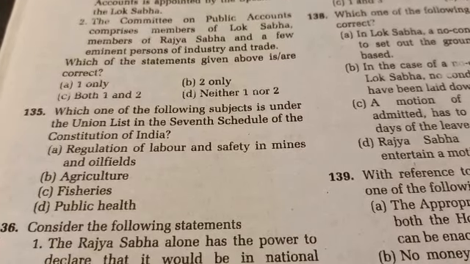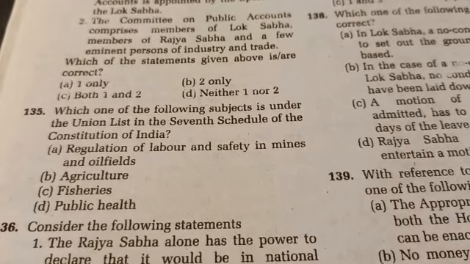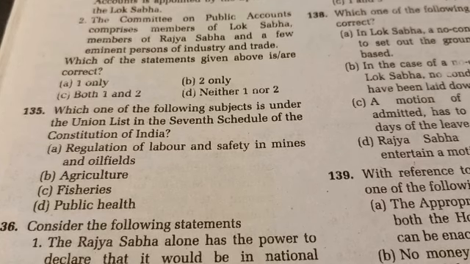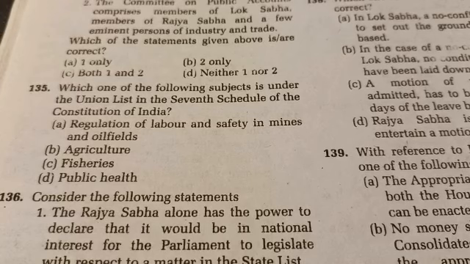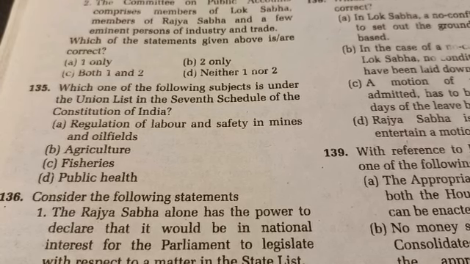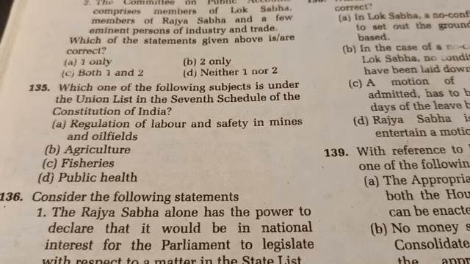Which one of the following subjects is under the Union list in 7th schedule of the Constitution of India? Right answer is option A, regulation of labor and safety in mines and oil fields.